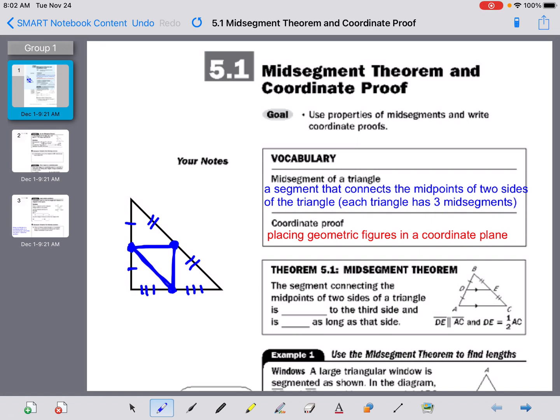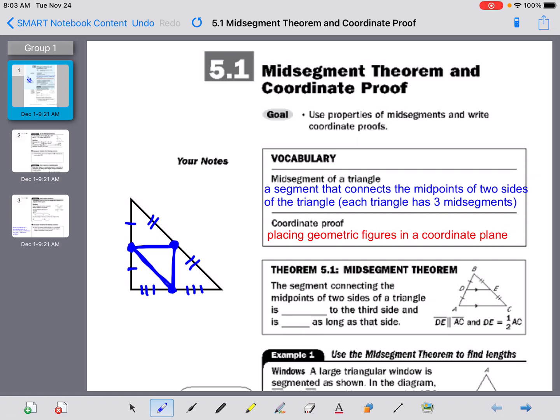The second definition, coordinate proof, is placing geometric figures in a coordinate plane. So we'll throw that out there. We'll get to it later, okay? We're going to start with this midsegment stuff. Okay, so a midsegment is a simple segment you draw by joining 2 midpoints, okay?